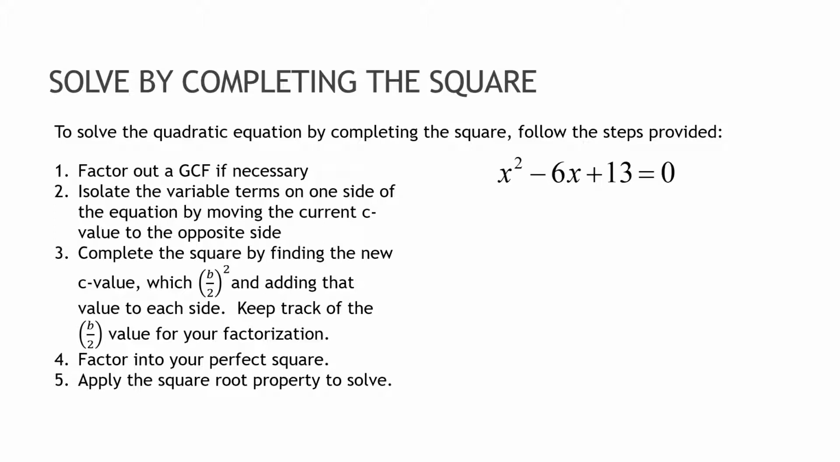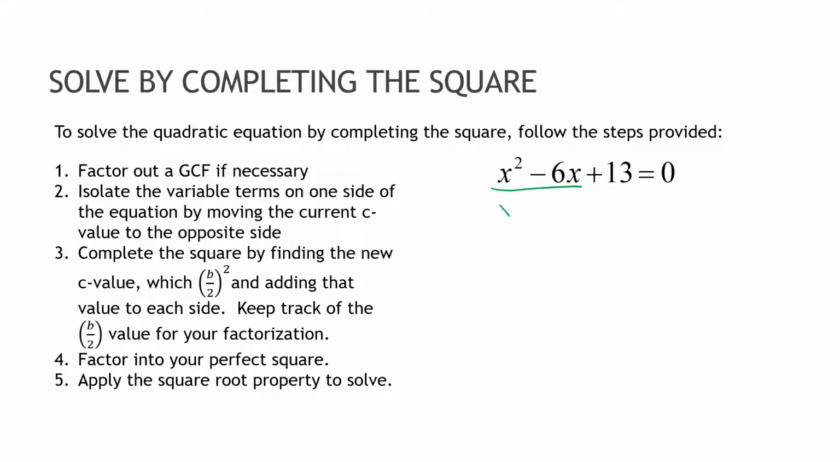But sometimes it is helpful to be able to complete the square. We won't do it a ton in this class, but it's good to know. The first thing you would do is factor out a GCF if you can, because we always start with that. The next thing I do is isolate these two terms.